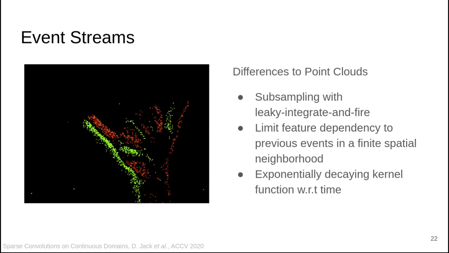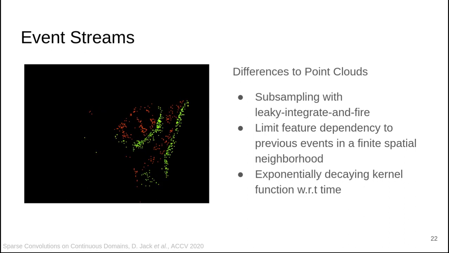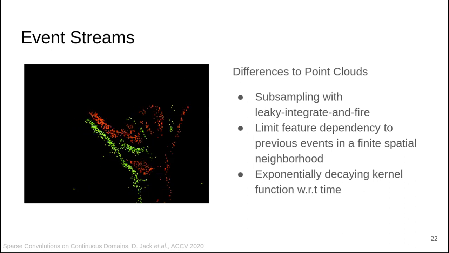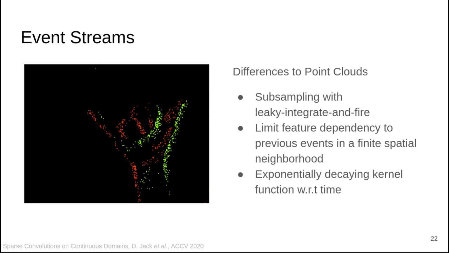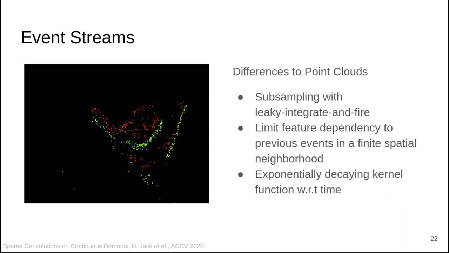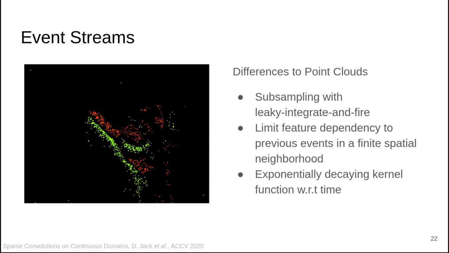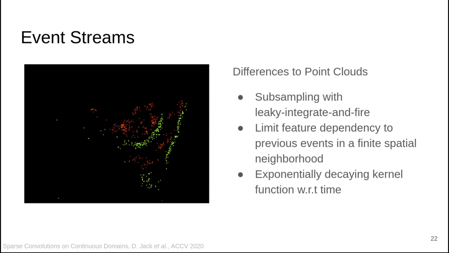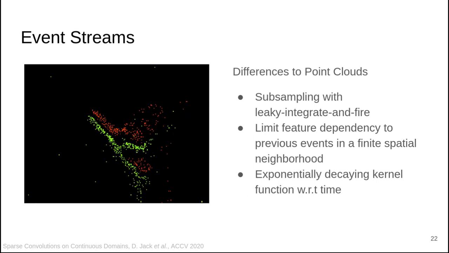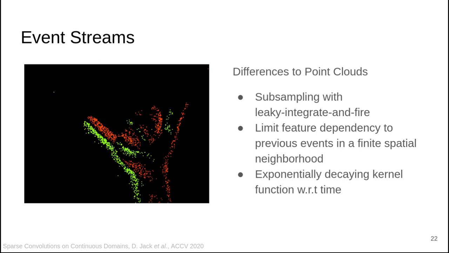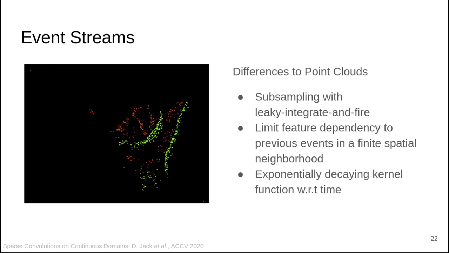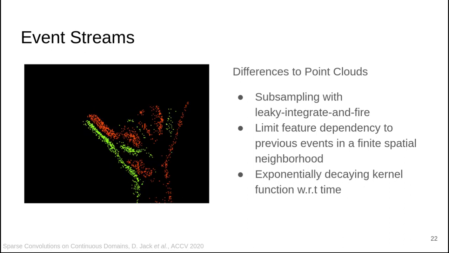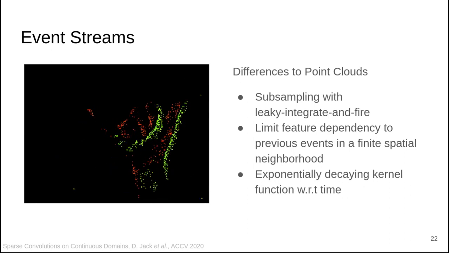At a very high level, we use the same approach as our point cloud networks above in terms of alternating in-place and downsampling convolutions. On a final level, we make 3 changes. Firstly, we subsample with a leaky integrate and fire model commonly used in spiking neural networks. Secondly, we define our kernel support such that each event's features are influenced only by previous events in a finite spatial neighborhood. Finally, we use kernels with a spatial factor analogous to image CNNs, scaled by an exponentially decaying temporal factor.